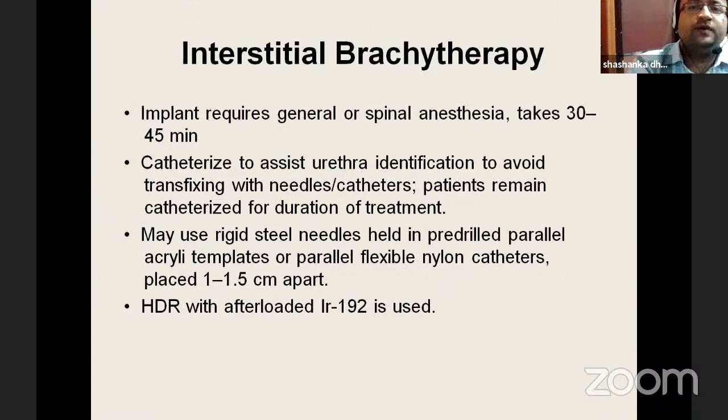Interstitial brachytherapy: you need to put implants, that is iridium wires. This is usually done under general or spinal anesthetic. A catheterization is done to assist in urethra identification and to avoid injury by these needles into the urethra. Rigid steel needles may be used. They are held in pre-drilled parallel acrylic templates or parallel flexible nylon catheters, which are placed 1 to 1.5 centimeter apart.